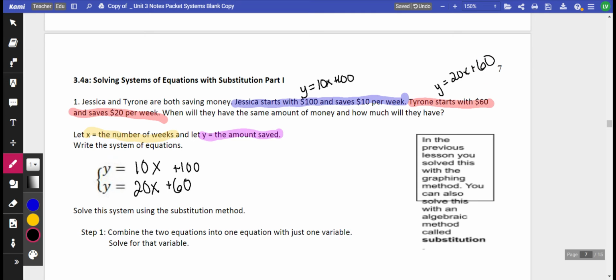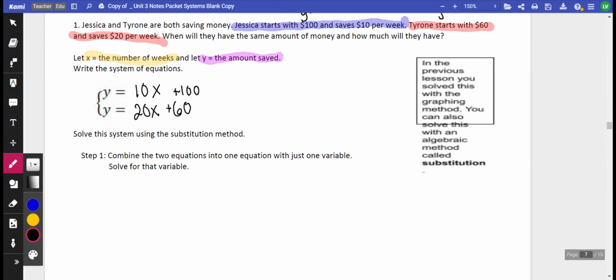So we're going to solve this using the substitution method. The substitution method is the same idea as if you play a sport or in a band and you need someone to substitute in for you. That means that instead of you playing, they're going to take you out and they're going to put in someone who plays the same position as you or the same instrument. So step number 1 is to combine the two equations into one equation with just one variable, and we want to then solve for that variable.